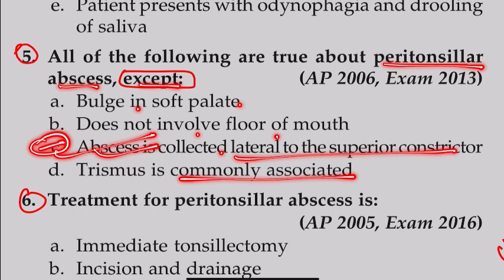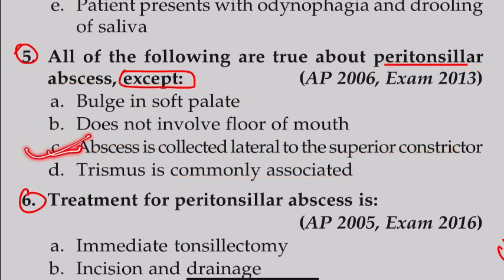And trismus is commonly associated. Yes, trismus is commonly associated. Now here trismus is due to what? The pterygoid muscle, which is in close proximity to the superior constrictor muscle. So all statements are right except option number C. So C is the right answer.